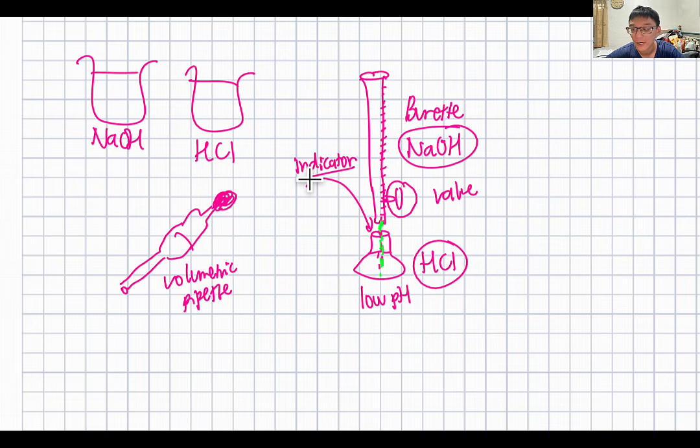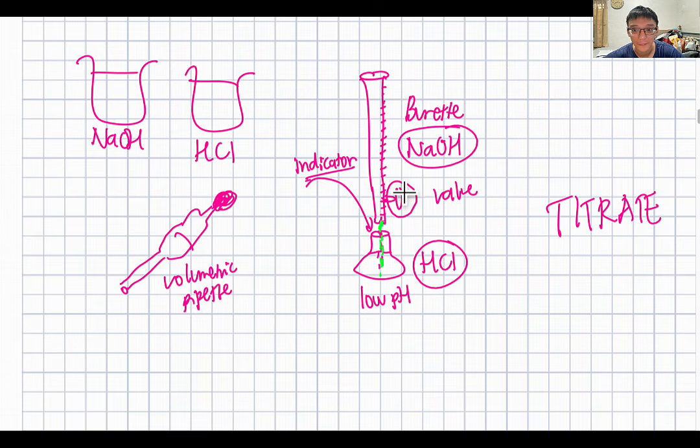Indicators are chemical compounds that change color depending on the condition of your solution. So there are indicators that can change color from, let's say, acid to neutral or acid to base. Therefore, what you need to do is first fill the burette with the base, let's say sodium hydroxide. Second, take some hydrochloric acid with a volumetric pipette and put it inside an Erlenmeyer flask. Don't forget also to put indicator in the hydrochloric acid solution. And then titrate.